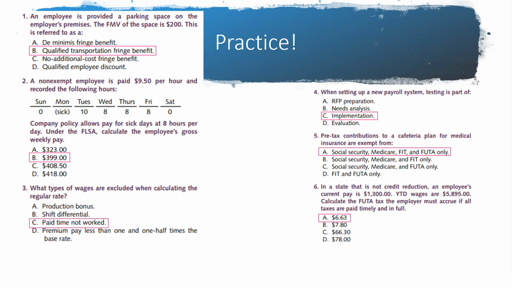Good job, guys. It is A. You'll want to make sure you're noticing when the limit is hit, and the limit for FUTA is $7,000. So not all of that current $1,300 was taxable. And as long as everything is paid timely, then the FUTA rate is 0.6% or 0.006 as a rate.